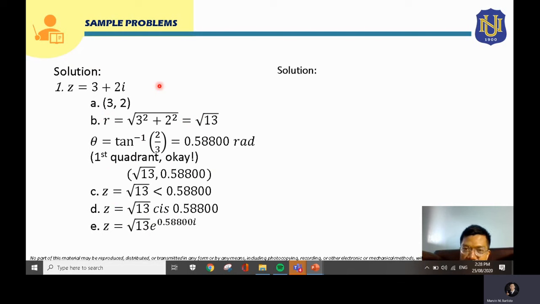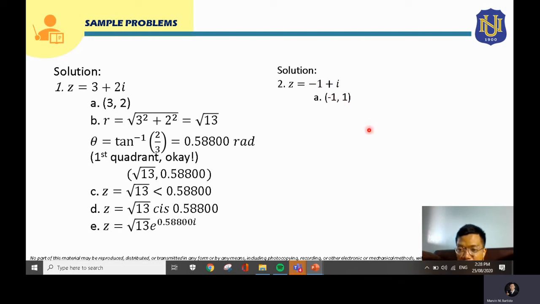Now for the second given, which is z is equal to negative 1 plus i. It has the same set of questions, right? So for letter A, it will be the Cartesian coordinates. The Cartesian coordinates are the real part and imaginary part of the given complex number. The real part here is negative 1, and the imaginary part here is positive 1, right? So the Cartesian coordinates are negative 1 and positive 1.